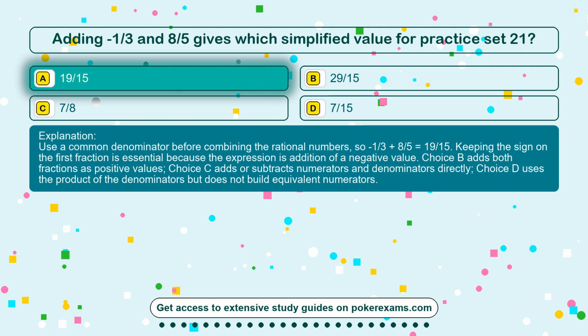Keeping the sign on the first fraction is essential because the expression is addition of a negative value. Choice B adds both fractions as positive values, choice C adds or subtracts numerators and denominators directly, choice D uses the product of the denominators but does not build equivalent numerators.